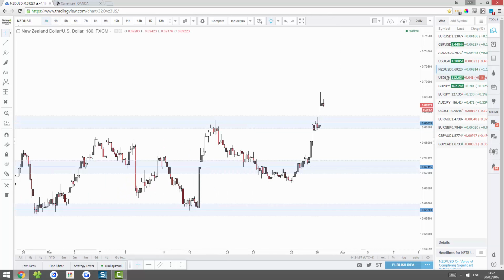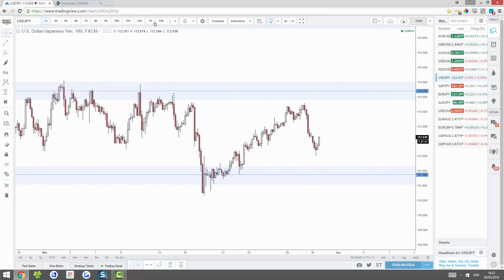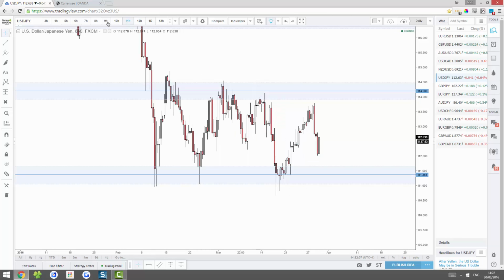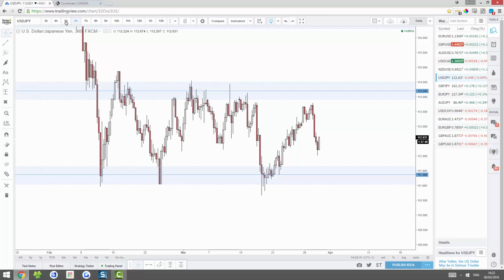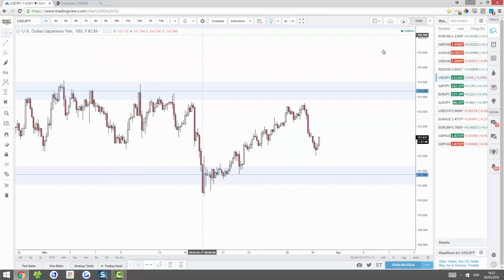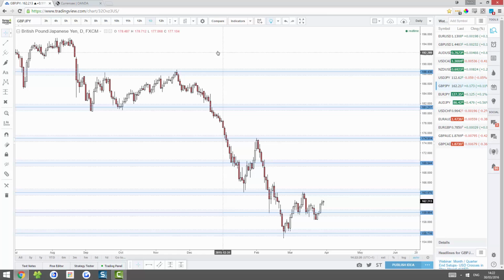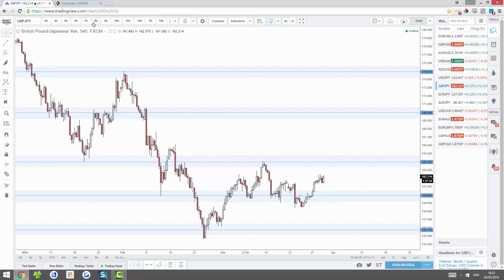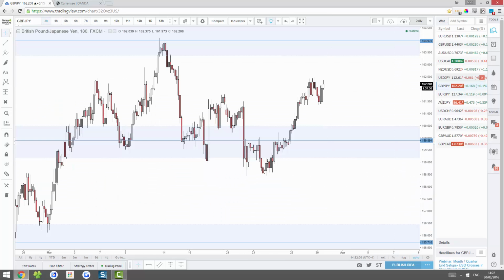Yeah, nothing happening on New Zealand USD that's worth trading, in my opinion. Let's go to the daily USD JPY. USD JPY is in between two support resistance areas, so yeah, not really interested in that. GBP JPY. I'm really not liking GBP JPY that much lately. In between two support resistance areas, so not much going on there either.